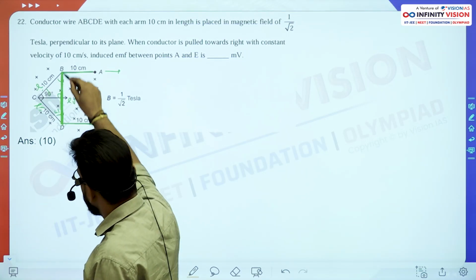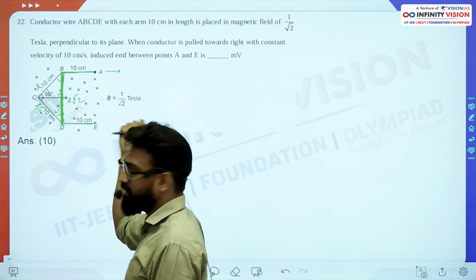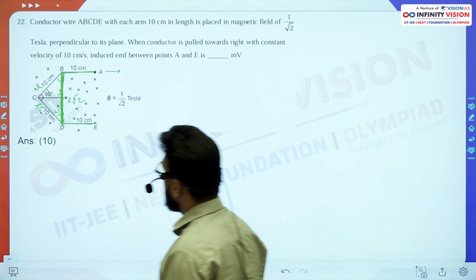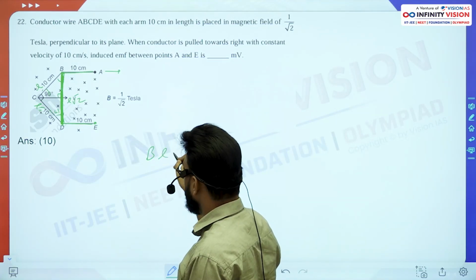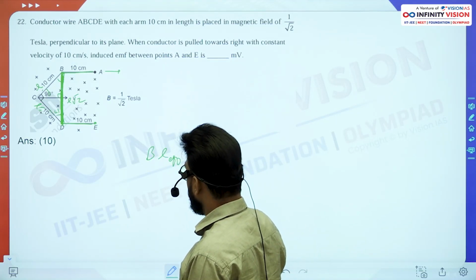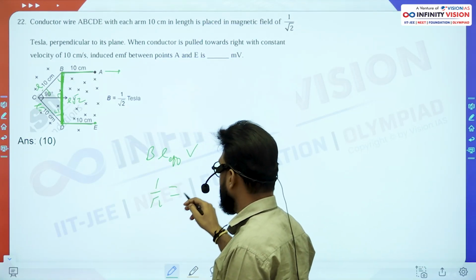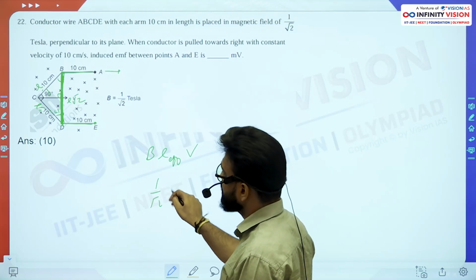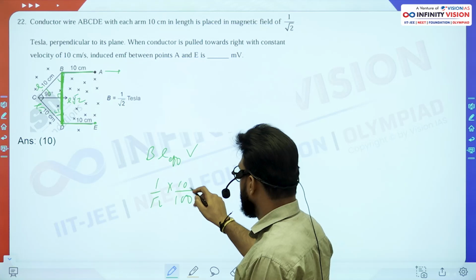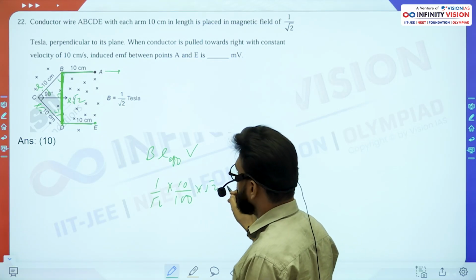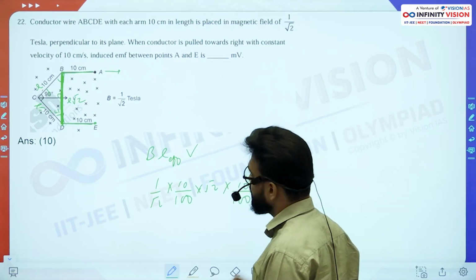Okay. So the effective length because of these two would be along the direction, along the velocity vector, L root 2. Okay. So the induced EMF across the terminals would be B L effective into V. B is 1 by root 2. L effective is L root 2. L is nothing but 10 by 100. In meter it would be 1 by 100. L root 2 into what is velocity with which it is moving, it is 10 centimeter per second.